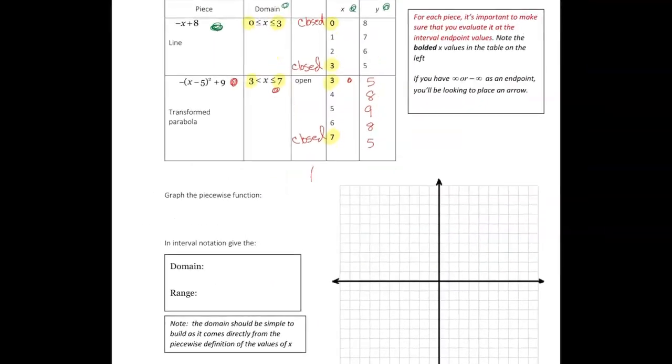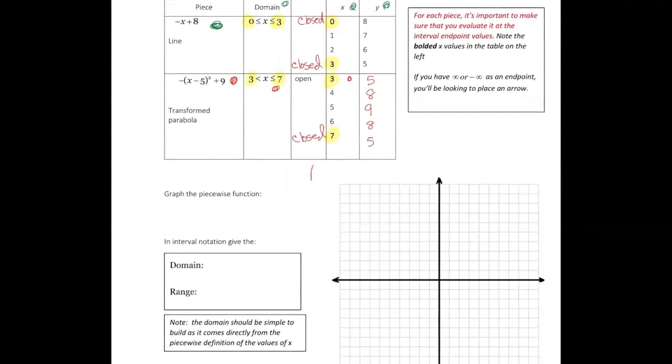And now let's graph it. So we only have 2 pieces to graph. So I have the green first. So I'm going to do the 0, 8. So 1, 2, 3, 4, 5, 6, 7, 8, closed circle. 1, 7, 2, 6, and 3, 5. And that's closed as well. So no arrowheads here. You only have this piece.